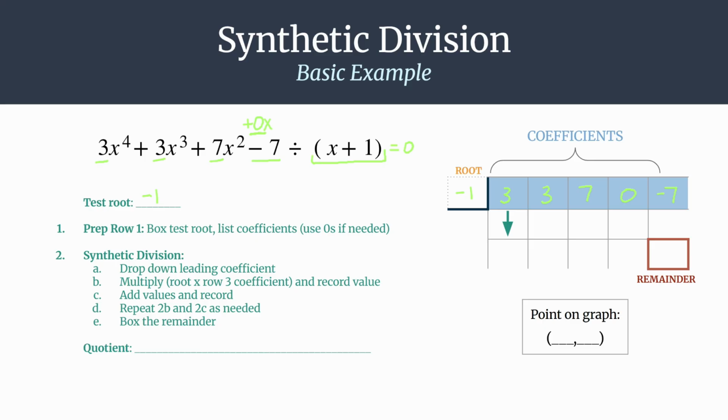All right, so now we're all set up. We're ready for the process of synthetically dividing. So you always start by bringing down that first coefficient. So we just rewrite the 3, and that's in our row 3.